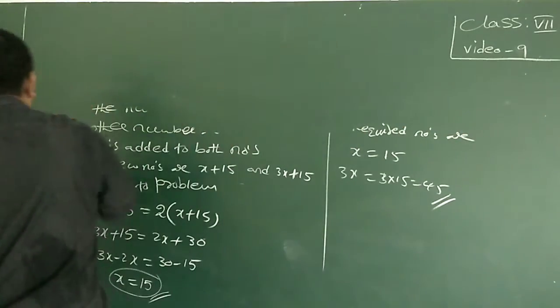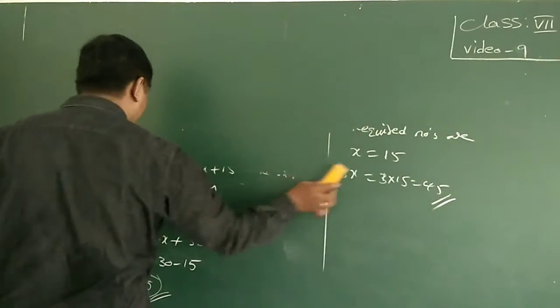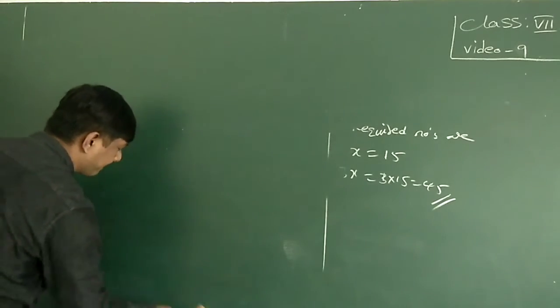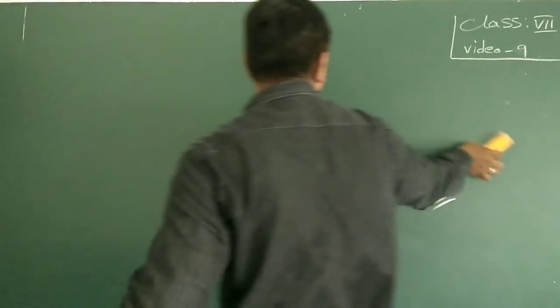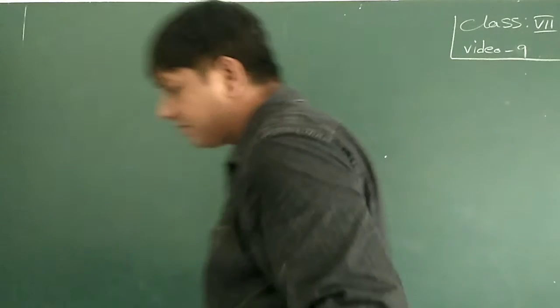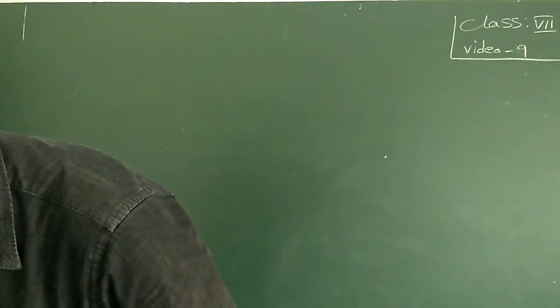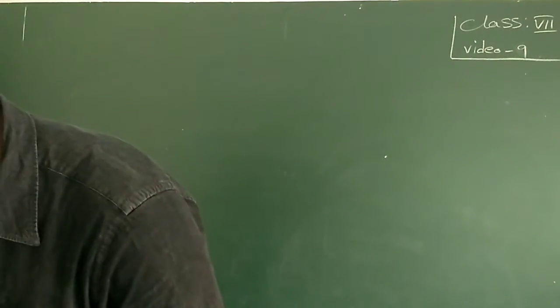Now another concept, another model, I am going to explain: problems on numbers, specifically 2-digit numbers. After writing the problem, I will explain what a 2-digit number is and how to identify those.